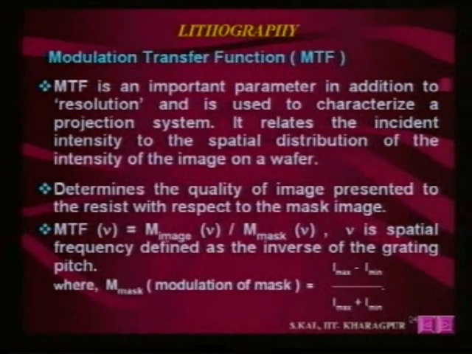And the modulation of mask, M mask, is defined by I max minus I min divided by I max plus I min, where I is the intensity level: maximum intensity in the mask and minimum intensity in the mask, the difference and the sum, and if you take the ratio, that is the modulation of mask. Similarly, the modulation in image is again I max minus I min divided by I max plus I min in the image. And if you take the ratio of M image divided by M mask, that means modulation of image divided by modulation of mask, it is known as MTF or modulation transfer function.